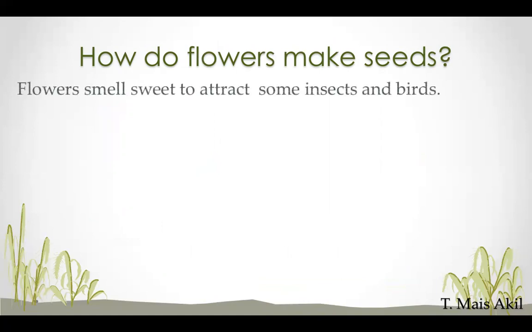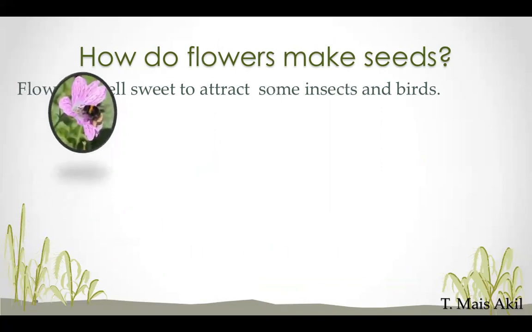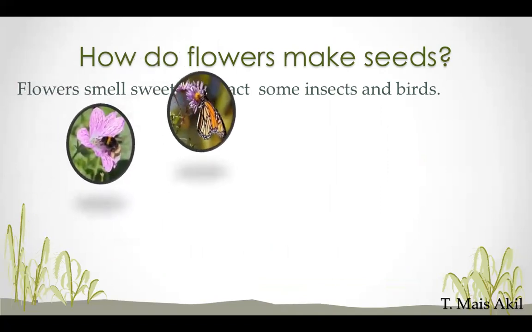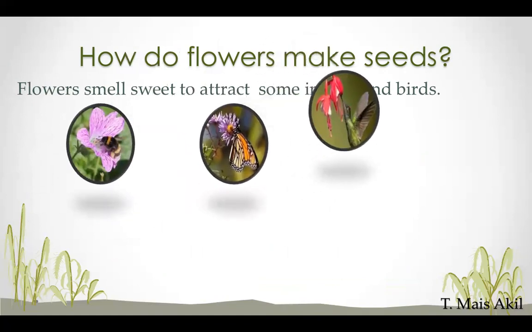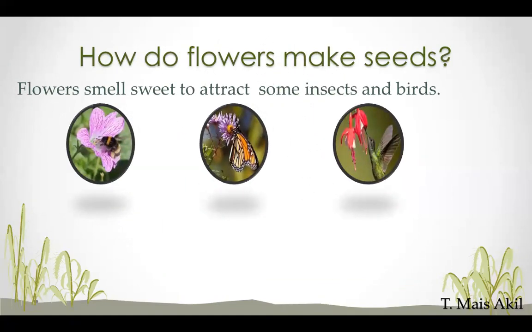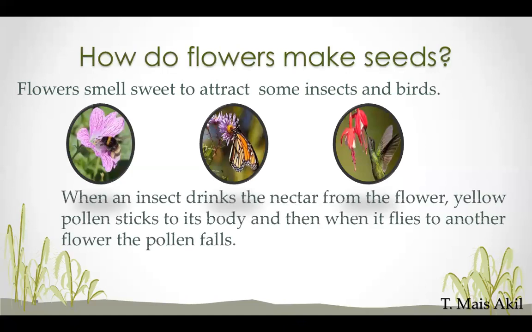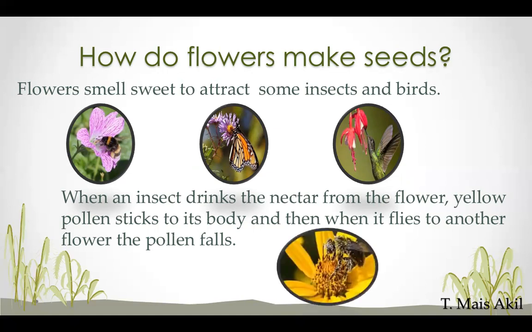First of all, the flowers smell sweet. Why do they smell sweet? To attract some insects and birds. They could attract the bees, the butterflies, and some birds like the hummingbird. When an insect drinks the nectar from the flower, yellow pollen sticks to its body, and then when it flies to another flower, the pollen falls in the other flower.